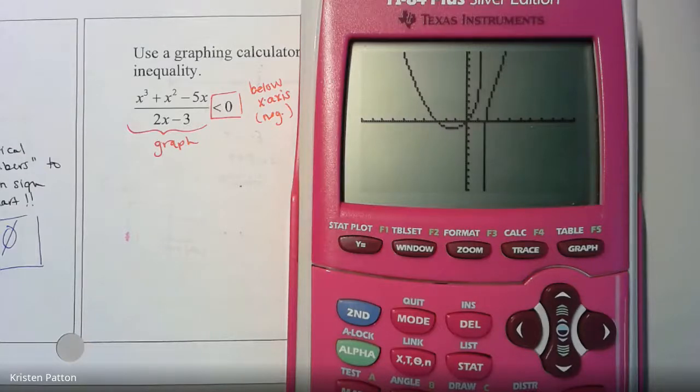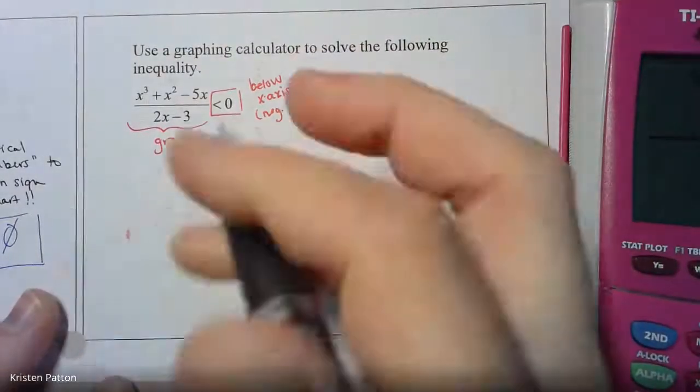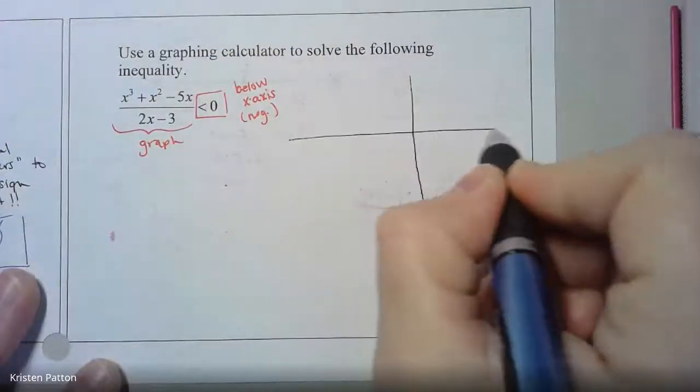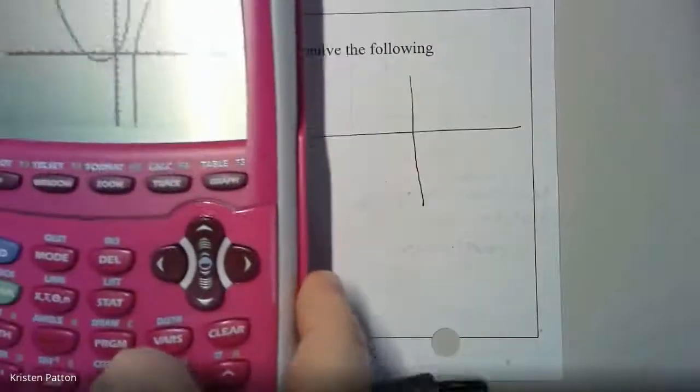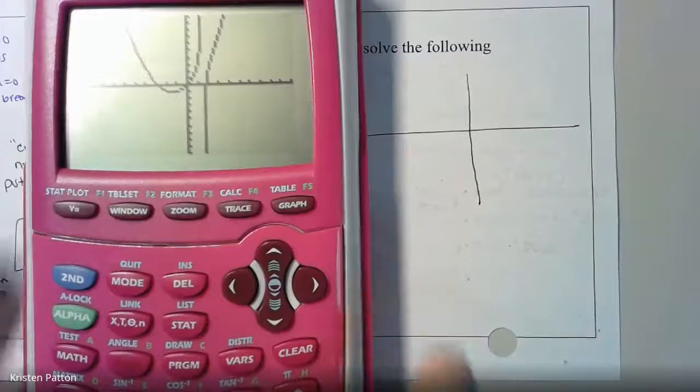You know what I think would be helpful for us is if we go ahead and just lightly sketch this on our paper, just so we have a lot of good things to talk about. So I'm going to just, with my pencil here, take what I see. It doesn't have to be fancy. I'm just going to take what I see on the calculator and just translate that onto paper.